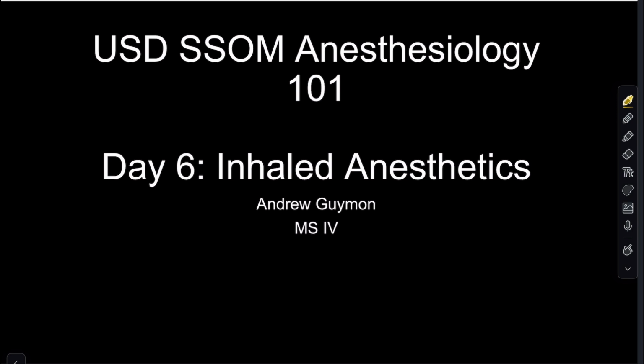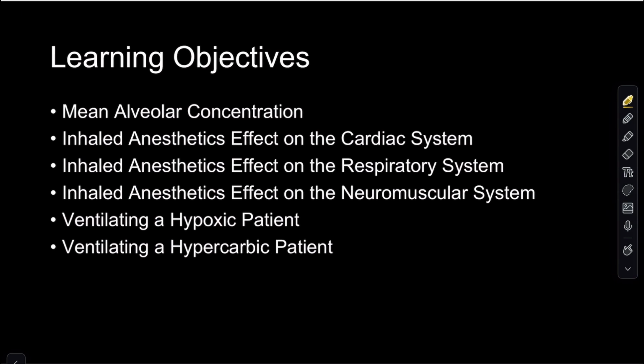Today we're continuing our Anesthesiology 101 lectures. We're discussing inhaled anesthetics. We're going to discuss a couple different concepts, the first being mean alveolar concentration, and then how inhaled anesthetics affect the cardiac system, the respiratory system, and the neuromuscular system. And then we'll finish up discussing two things you can do to improve your ventilation of a hypoxic patient, and two things you can do to improve your ventilation of a hypercarbic patient.